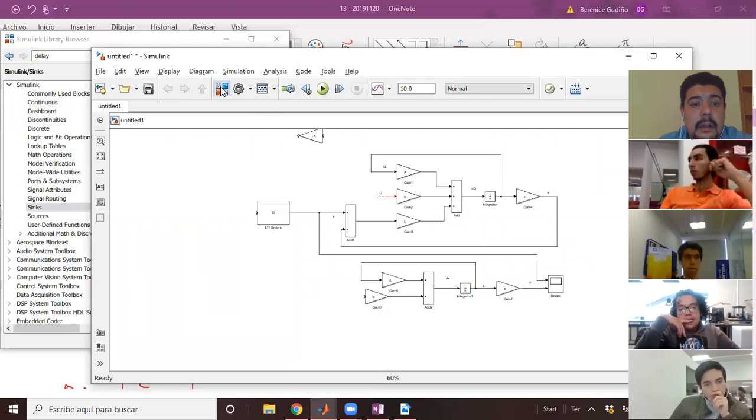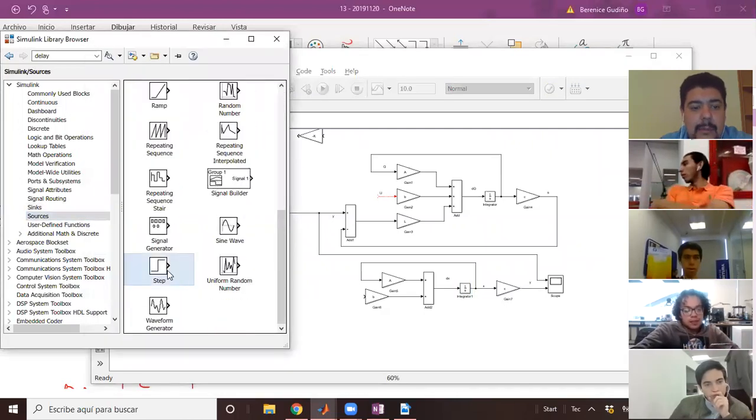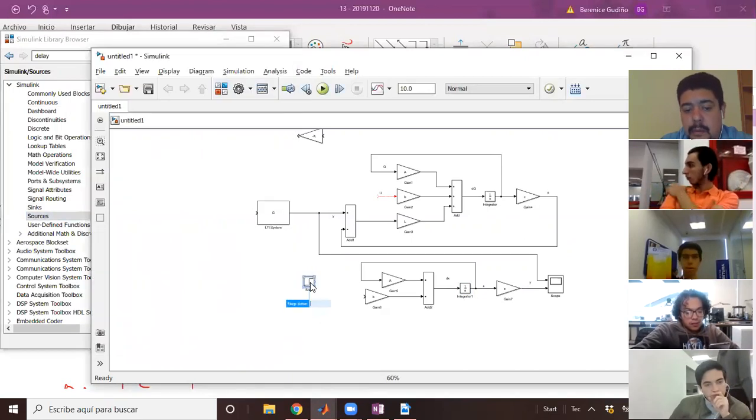So in order to make both of them exactly the same, I will put the exact same input to both. A unit step.